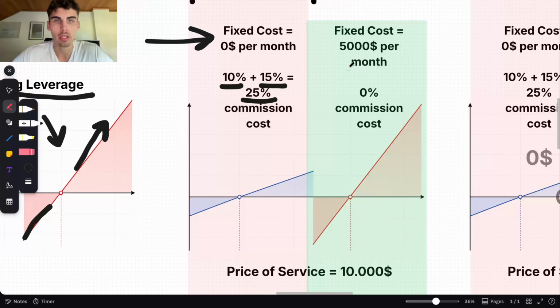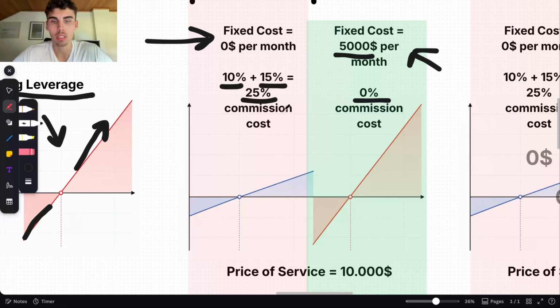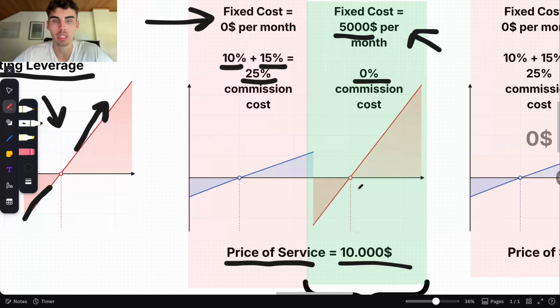And on the other side, you have a fixed cost. So let's say you're paying paychecks to these guys, which is costing you $5,000 a month. And let's say you have another software that helps you, and that all together, they get you to $5,000 a month. But they don't take any commission. So altogether, you have 0% commission cost. And of these two businesses, they both have the same price of service, 10 grand, which is pretty basic for a coaching business.